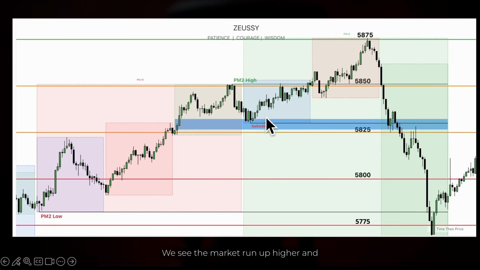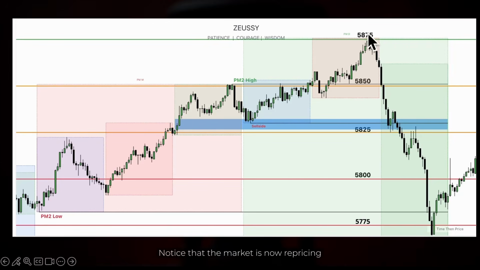We see the market run up higher, and notice how it's going back and forth, slowly grinding towards the upside. Eventually the market reaches the 5,875 price level, and notice how it just steps above that level and immediately rejects it. It begins to slam towards the downside.